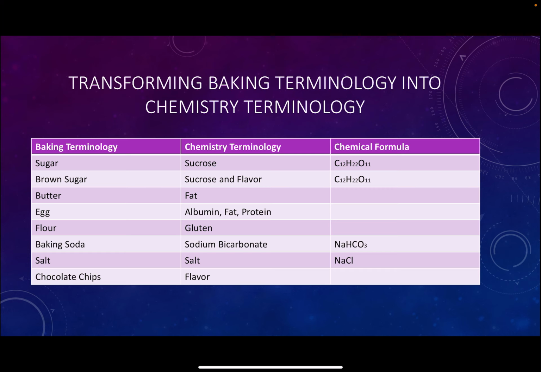And for both baking terminology and chemistry terminology, salt is the same for both, with a chemical formula of NaCl. And finally, we have chocolate chips, which are just considered flavor for chemistry terminology.